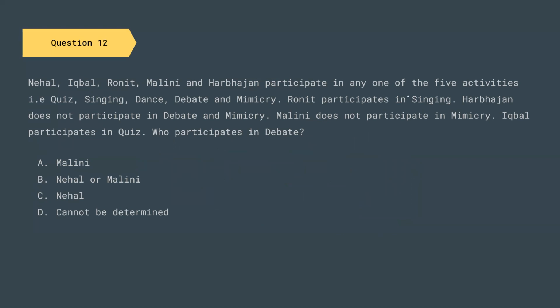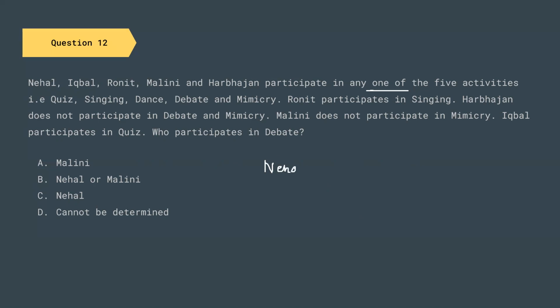So they are saying that Nihal, Rohit, Malini, and Harbhajan participate in any one of the 5 activities. Any one of the 5 activities. Activities are quiz, singing, dance, debate, mimicry. So now let us first write the names of the participants that we have.